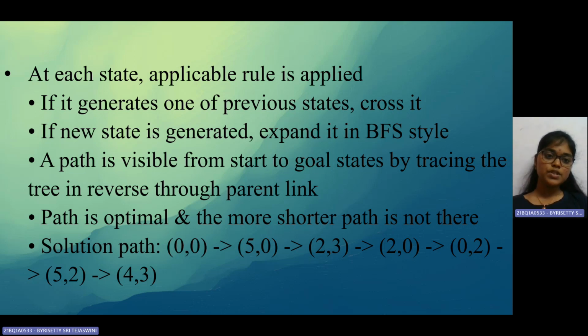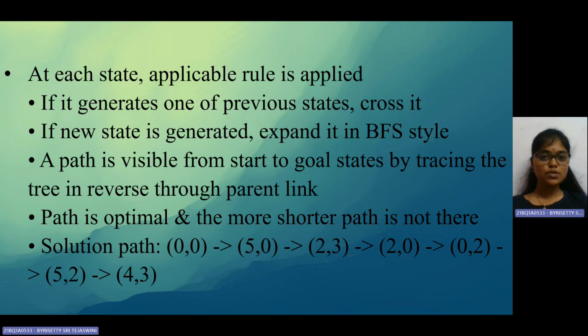A path from start to goal state can be found by tracing the tree in reverse through the parent links. So when we find the goal state, by tracing in reverse through the parent links, we can get the path. The path is optimal and a shorter path is not there. As we already know, BFS gives the optimal path.